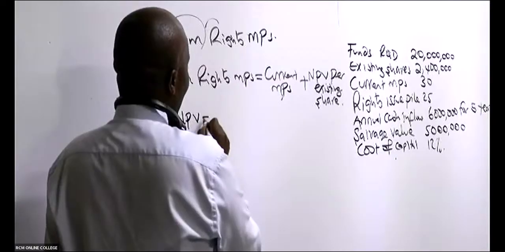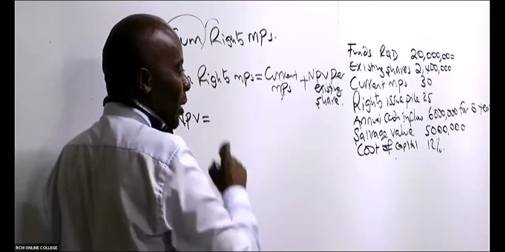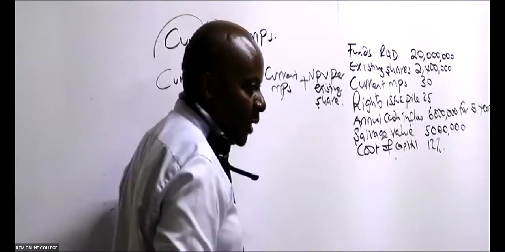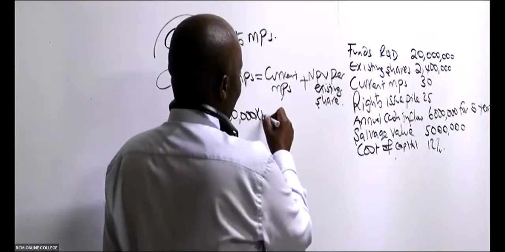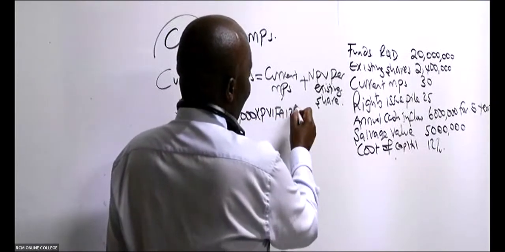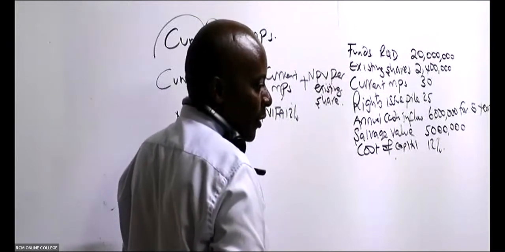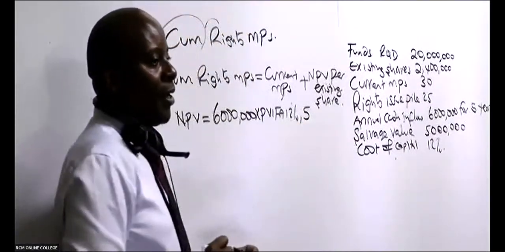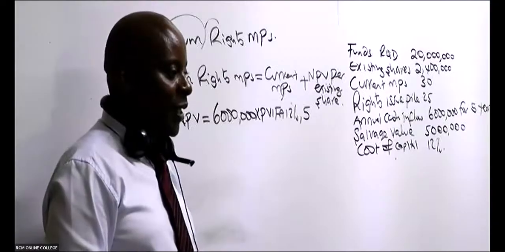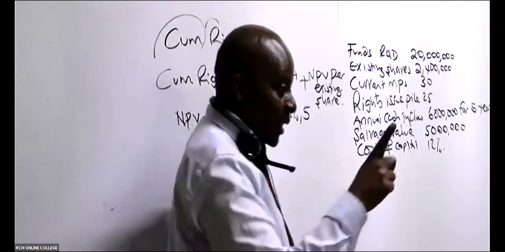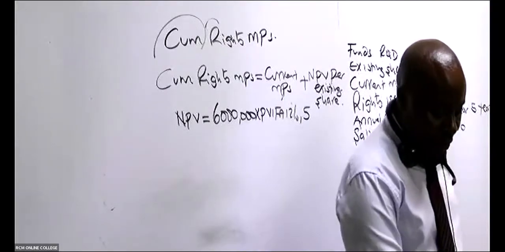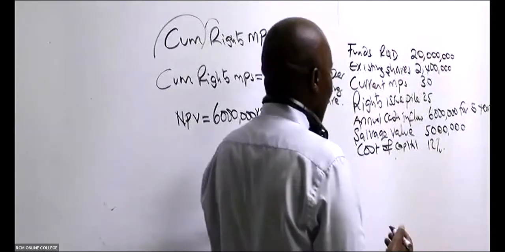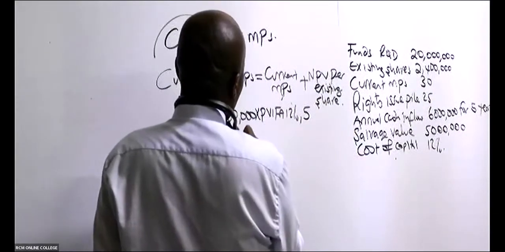So the net present value, we know that the project will be giving us an annual cash flow of how much? 6 million, isn't it? And this is an annuity, so times PV-FAR. Remember, they have given us cost of capital, 12%, for 5 years. Do we expect any other cash flow apart from this annuity? Scrap value, isn't it? We have salvage, so plus 5 million.